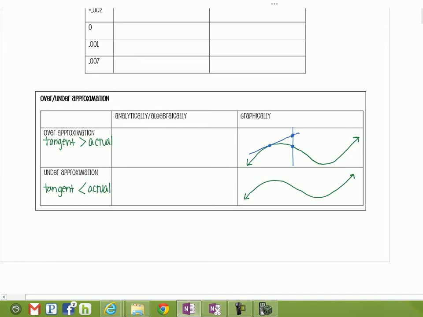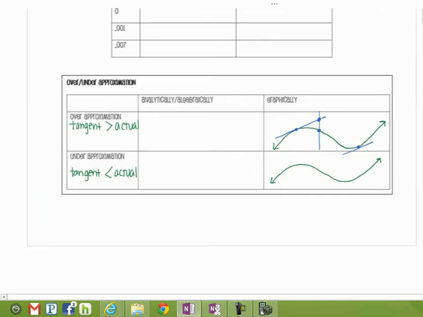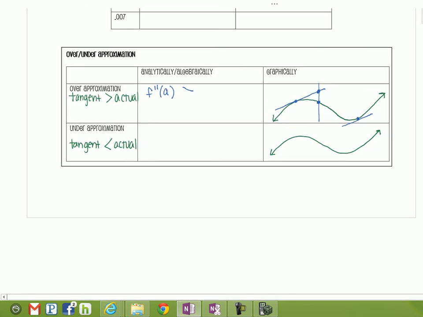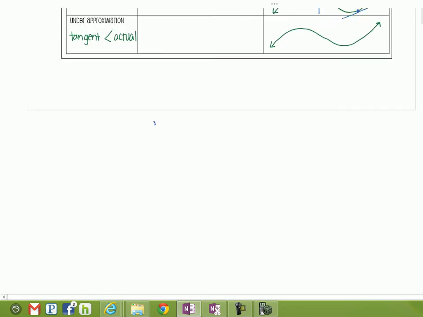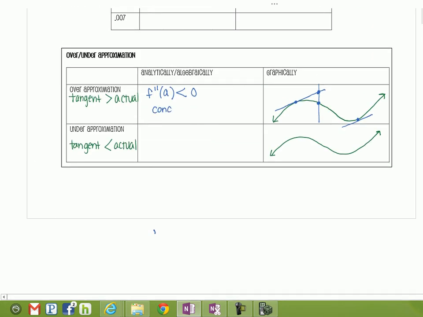But you'll notice over here, if I do it again, now the tangent line's below. The reason this is happening is because, analytically and algebraically, if you find the second derivative at wherever you're trying to figure out if it's an over or under approximation, you're going to find that value. And if that value is negative, then the tangent line will 100% be above the curve. So we have that happen as a result of the function being concave down at the point that they're asking.